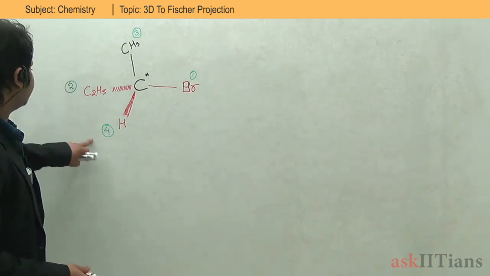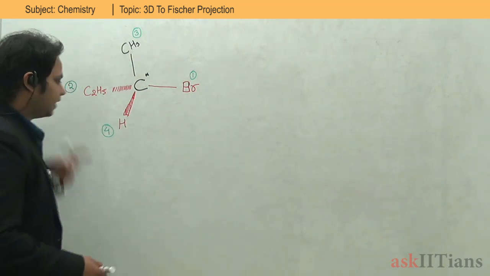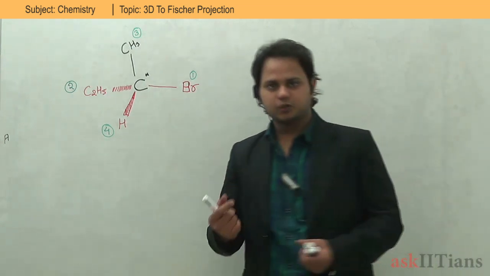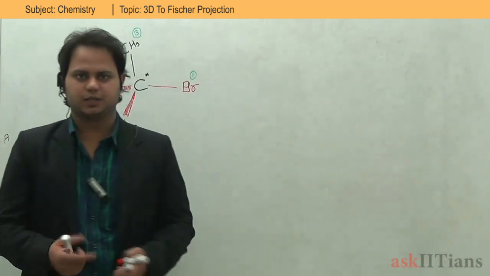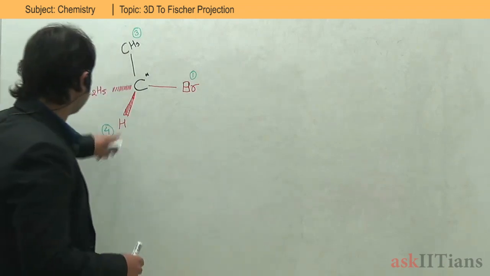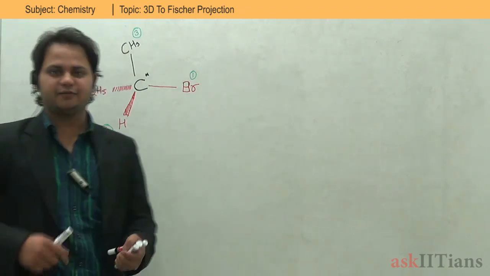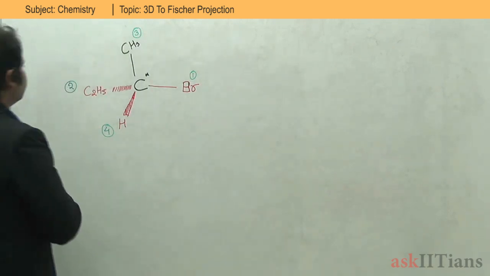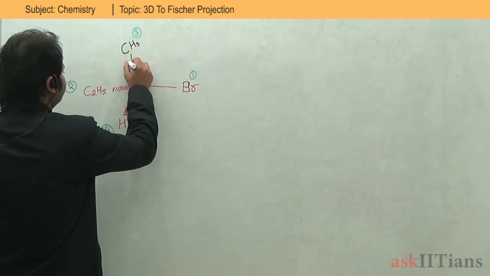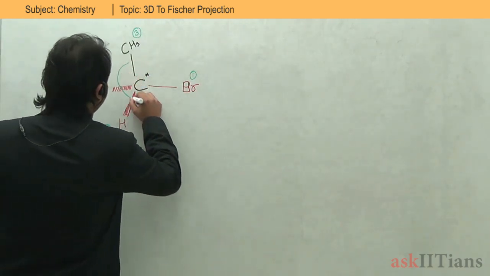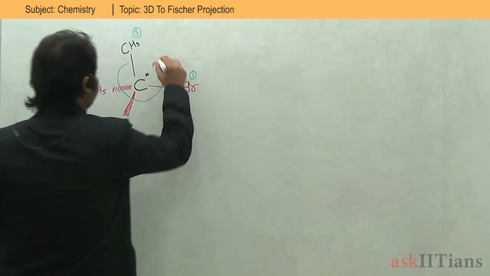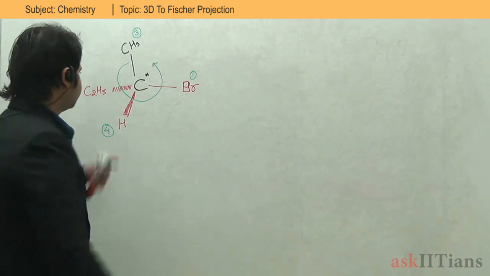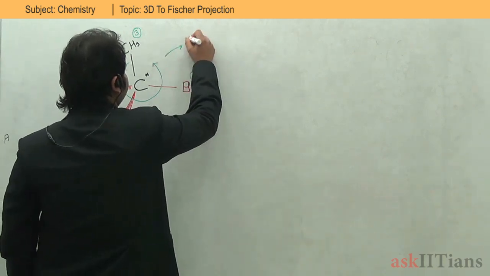So my fourth is on the wedge position. If you look at my previous video, I told you that if the fourth position is on the wedge position, then we have to take the rotation from 3 to 2 to 1. So this is my rotation. If you look at this rotation, is it anti-clockwise or clockwise? This gives you anti-clockwise rotation.